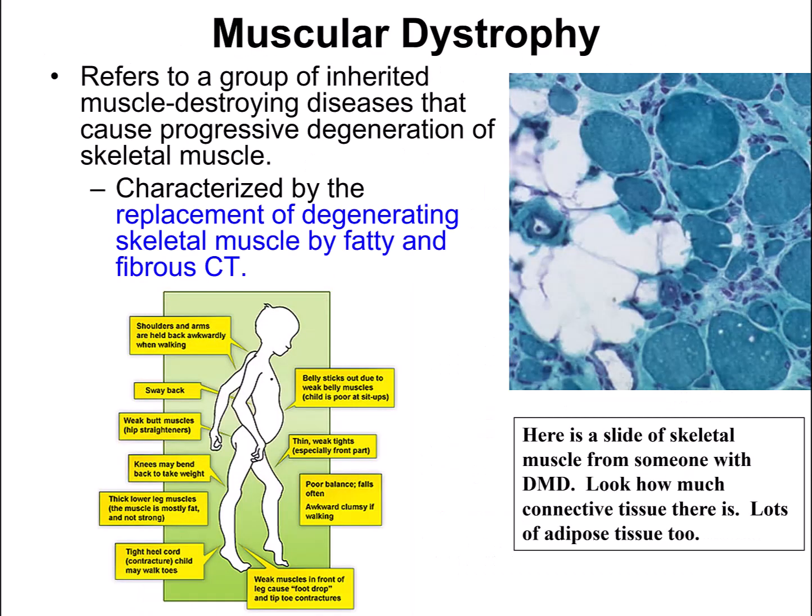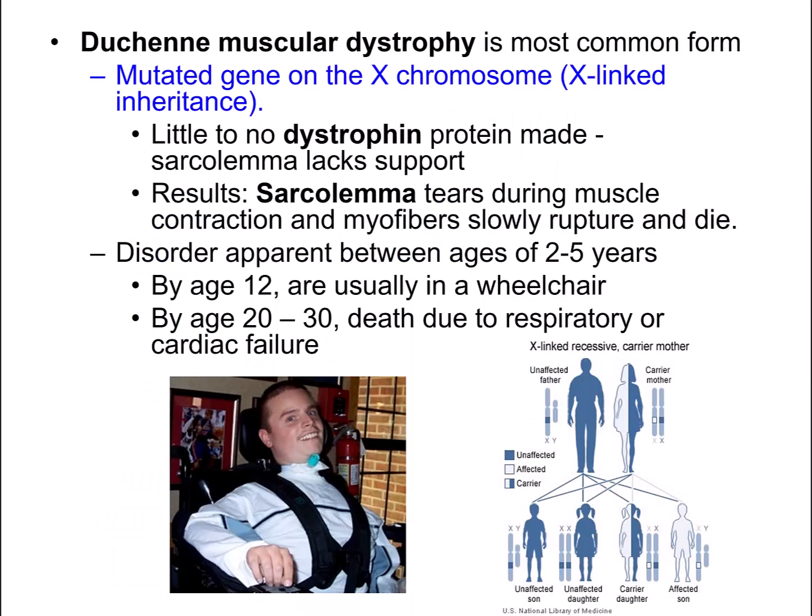People who have muscular dystrophy, well, this refers to a group of inherited muscle destroying diseases that cause progressive degeneration of skeletal muscle. And it's characterized by the replacement of degenerating skeletal muscle by fatty and fibrous connective tissue. So here you can see this is a cross section. We have our skeletal muscle cells, but there's a lot of connective tissue in between these cells. And then this right here is adipose tissue. Duchenne muscular dystrophy is the most common form, and it's due to a mutated gene on the X chromosome. So it's an X-linked inheritance.